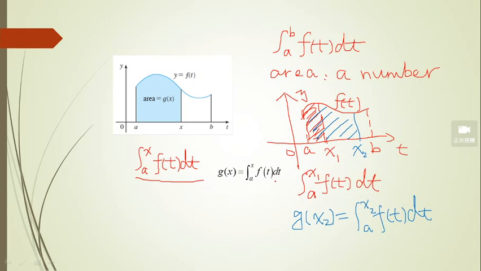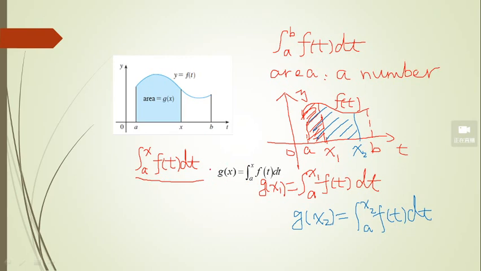This is the g(x1), right? And of course, g(x2), the function value at x2, is greater than the function at x1. Make sense? So that is from a to x2. Then we understand actually this notation, this definite integral, is the function of x, and we just call it g(x).